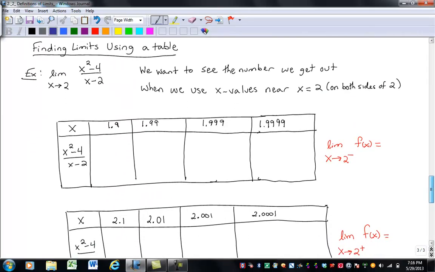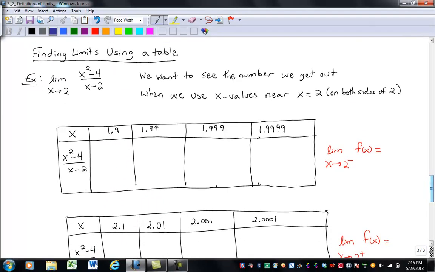Now the other way you can find limits is by using a table. And so if I want to find the limit, that's what this is asking here. Find the limit as x approaches 2 of x squared minus 4 over x minus 2. And what that means is we want to see the number we get out when we use x values near 2. And you want to look at both sides. And then we can look at these numbers and see what they approach, or what this limit works out to be.